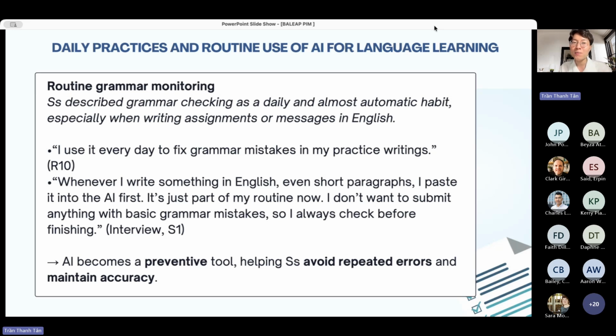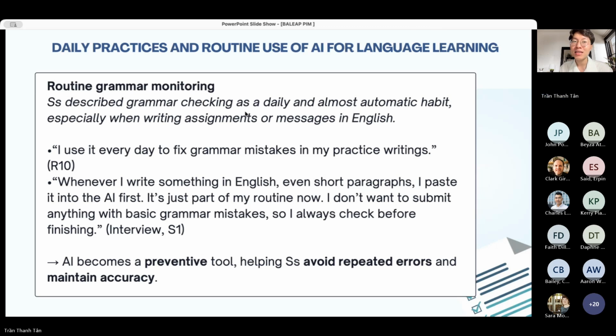For example, reflection number 10, the student shared that "I use it every day to fix mistakes in my practice writings." It means that they write by themselves and then they use AI to check them. Interviewee number one shares that "whenever I write something in English, even a short paragraph, I paste it into AI first, and it's just a part of my routine now." And from here, we can infer that AI becomes a preventive tool, helping the students avoid repeating errors and maintain accuracy.